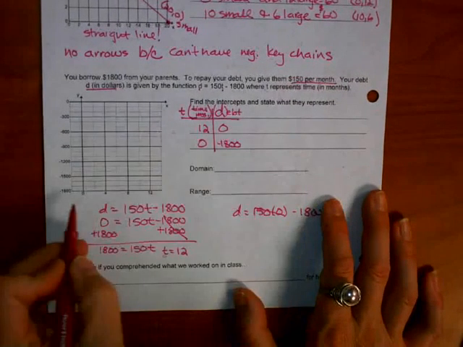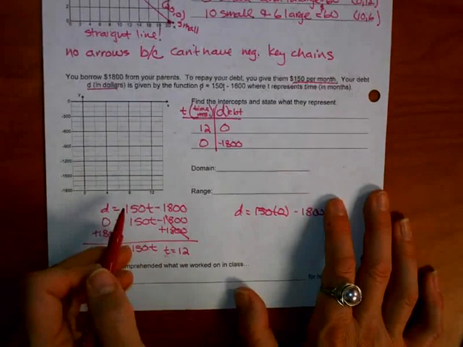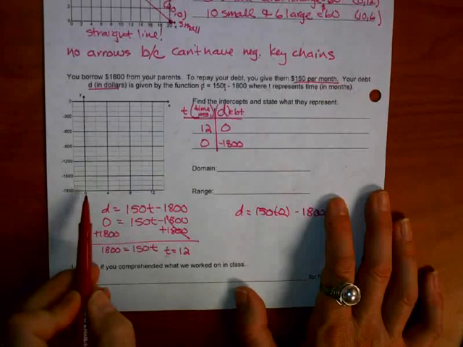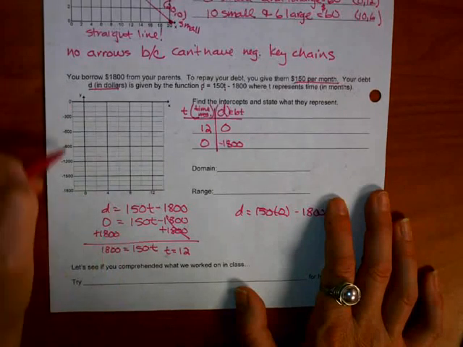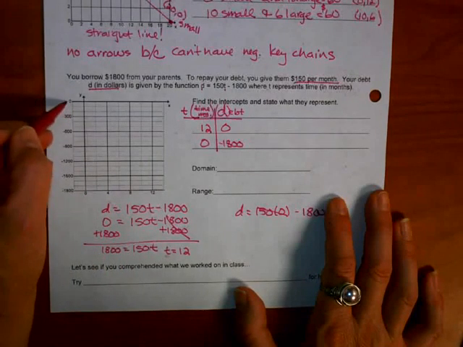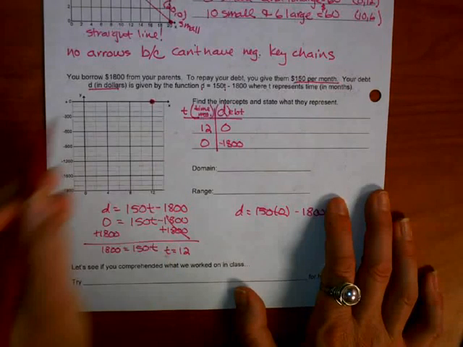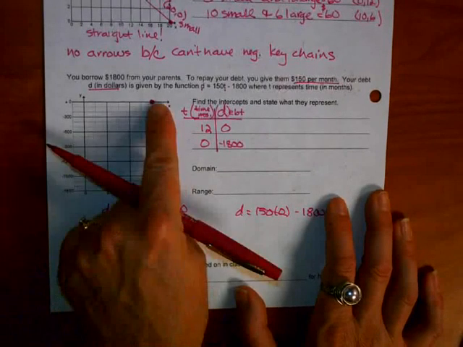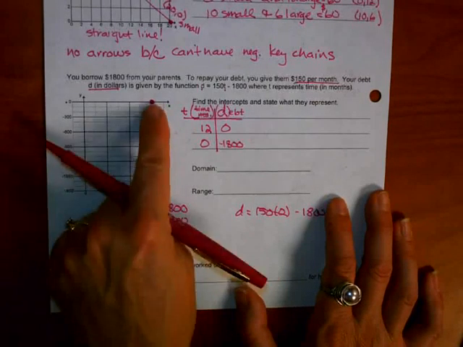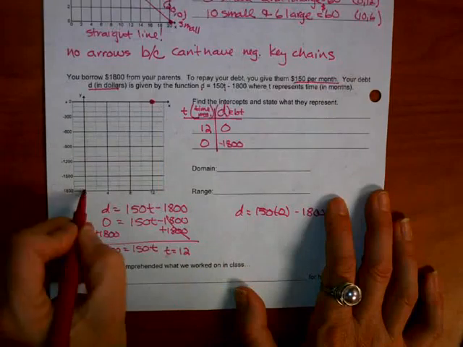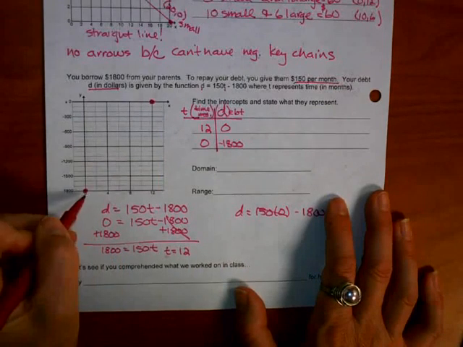I'm going to plot those points. Here's my x-axis. This is kind of a funky graph. This is why I think it's sort of a hard problem here. With this graph, this is 1,800. This is 0 up here for the y, and this is 12 for the x. So that point goes here. It's over 12 to 0. It's kind of weird. And then (0, negative 1,800).